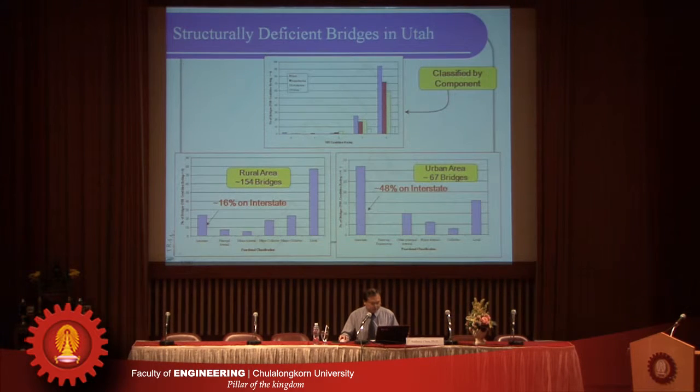And then we also classify according to functional class, and there are 16% that are on the interstate freeway. And there are many that are actually on local streets, okay? This is for the rural area, and in the urban area, that percentage increased to 48%.